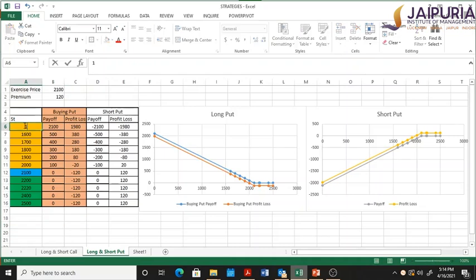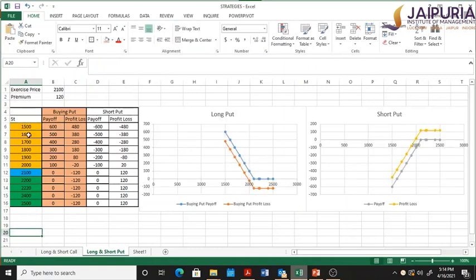As I mentioned, in a practical scenario this will not happen, that the stock will become zero. But yes, if the stock starts falling, then the buyer of a put option gains. If the stock starts going up, so if the buyer was thinking that the stock price will fall, but instead of falling, the stock price was going up. So this green sign indicates that it is growing up.